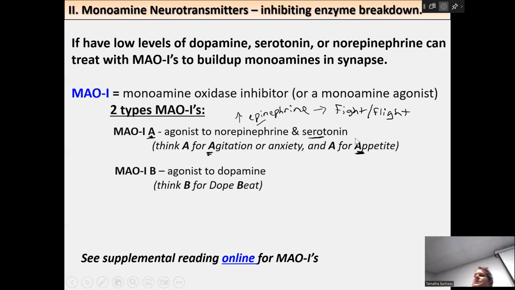So there's also MAO-I class B or type B. And so that's an agonist to dopamine. It prevents dopamine breaking down. So when I think of MAO-I-B, I think dope beat. Dope is for dopamine. And you'll find out later that dopamine is involved in addiction, but it's also involved in fine motor control. So if you want to make a beat, I'm terrible at that. I'd never be a drummer. But I think beat, fine motor control, like you're drumming something. And I think dope, B, MAO-I-B.